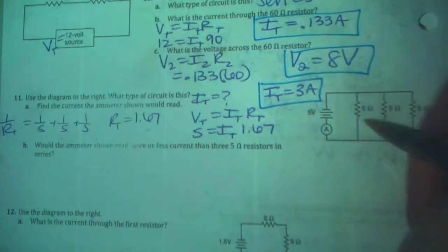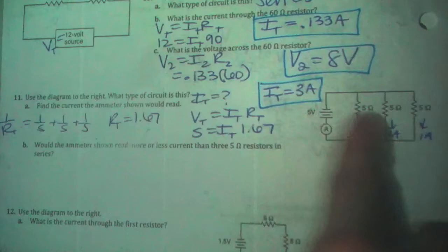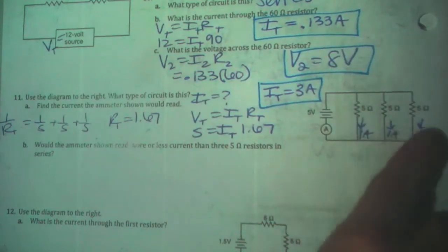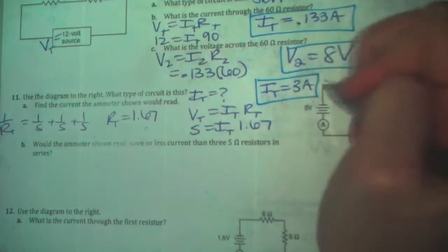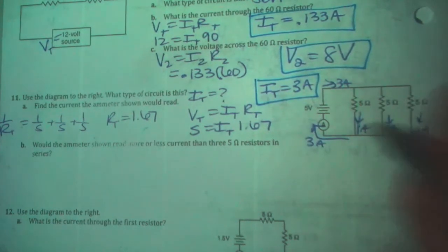Which makes sense because each of these would then have 1 amp, 1 amp, and 1 amp because they have a voltage drop of 5 and a resistance of 5, so 1 amp for each, and that would add up to a total current of 3 amps here and 3 amps in this section when they're all back together again.